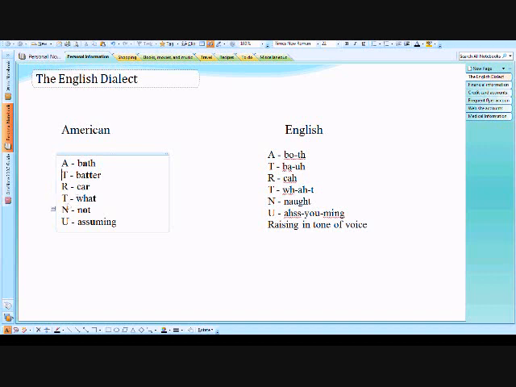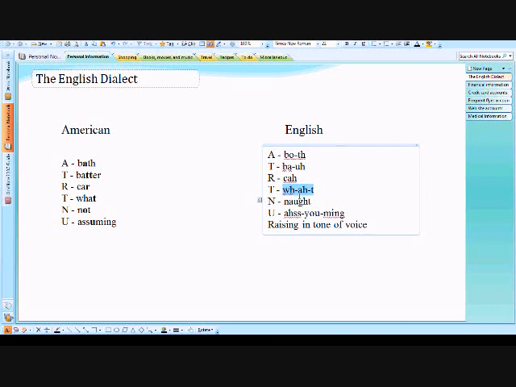Moving on to the T. Usually, the T's aren't pronounced. You can pronounce them again. That's usually among older folk, but younger folk pronounce it as what. Like I have over here is the older way of saying it. What.